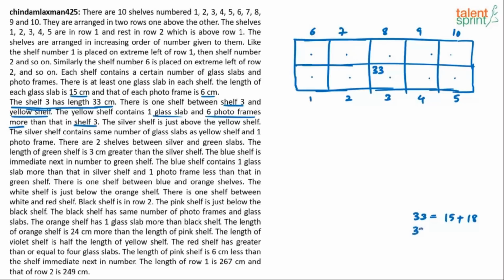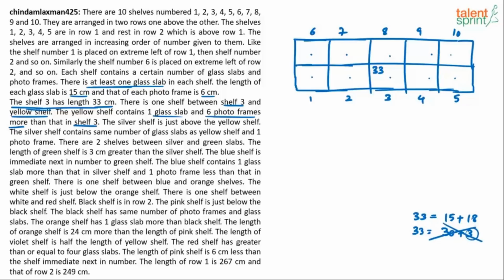What happens if there are two glass slabs? 33 then will become 30 plus 3. Can there be 3 glass slabs? No, 3 glass slabs is not possible. And there should be at least one glass slab in each shelf, we know. We cannot take the number of glass slabs as 0. So 33 centimeters can have one glass slab plus the remaining for photo frames, or 2 glass slabs plus the remaining for photo frames. But then when you have 3 centimeters, can you accommodate a photo frame? No, because each photo frame is 6 centimeters.